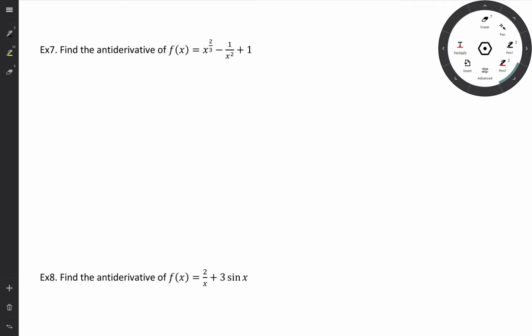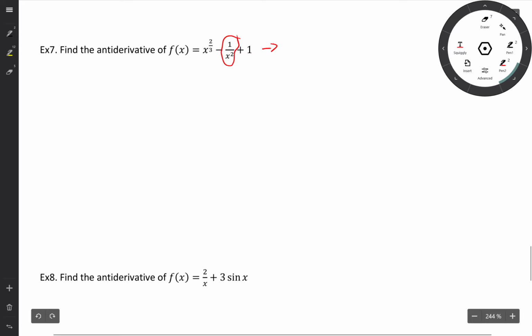Okay, just 3 more examples to go through. So we got x to the 2/3 minus 1 over x squared plus 1. Now you got to think, what does this actually look like? You guys remember the trick that we used to do when we had something like this? We would rewrite it with negative exponents. The nice thing is that this applies for this stuff as well.